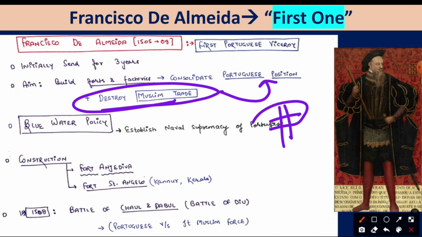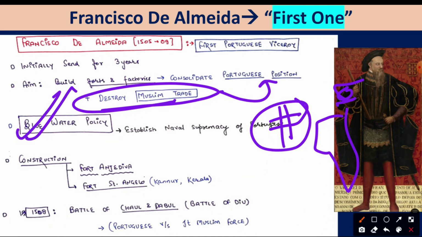Importantly, he established this blue water policy. That is, if we have to do trade in India, if we have to be getting a lot of money from India, we must have naval supremacy in Asia, in the water, and hence he went for a blue water policy. He led to construction of a lot of forts: Anjediva, that is in Goa, right? Fort St. Angelo, that is in Kerala.